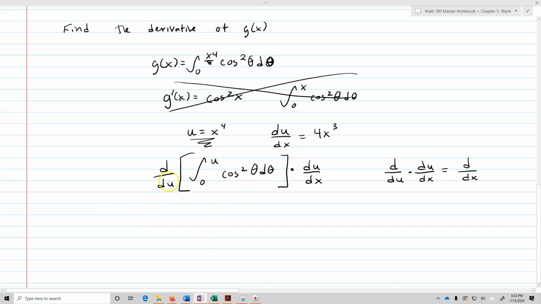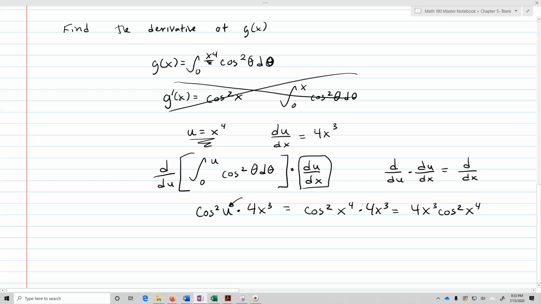I'm going to find this. So we know the derivative of the integral of cosine squared theta d theta is going to be cosine squared u, because we're taking it with respect to u, times 4x cubed, because that's what du dx is. Then we just substitute in for our u, and so that gives me cosine squared x to the fourth times 4x cubed. Or, more appropriately probably, 4x cubed cosine squared x to the fourth.